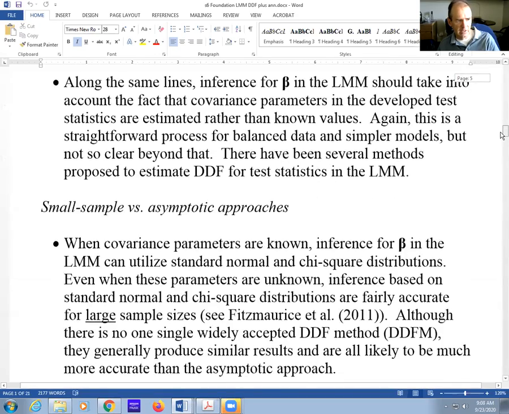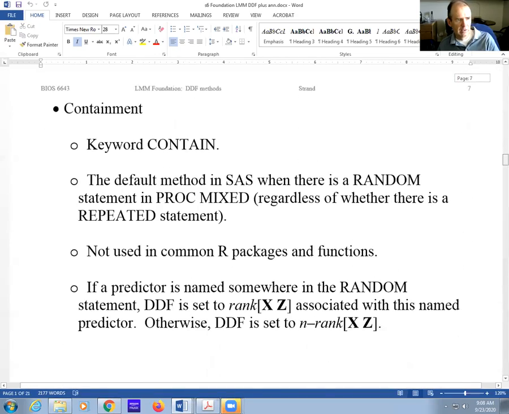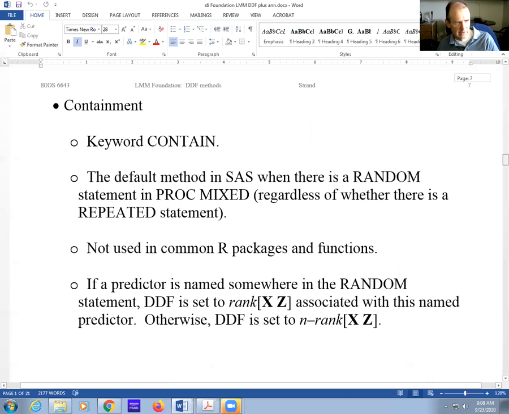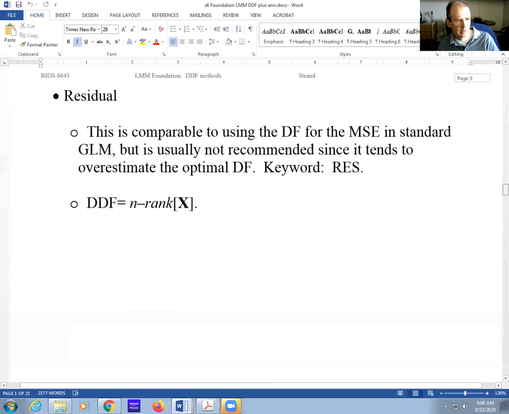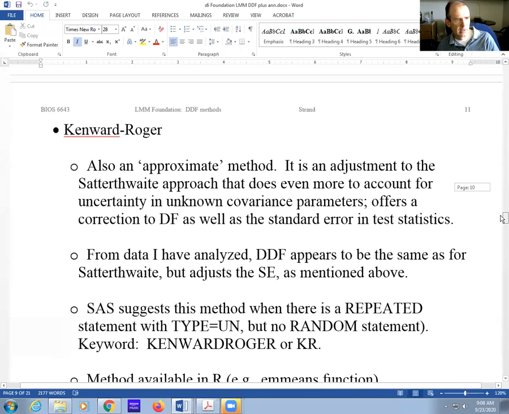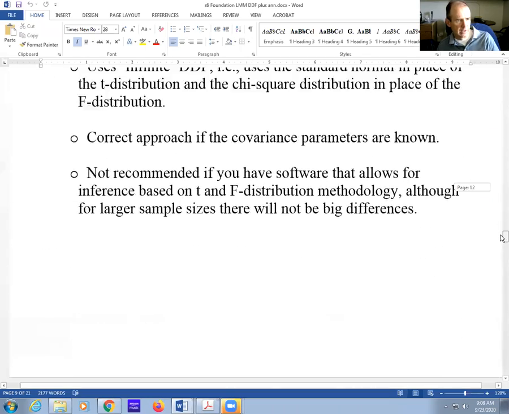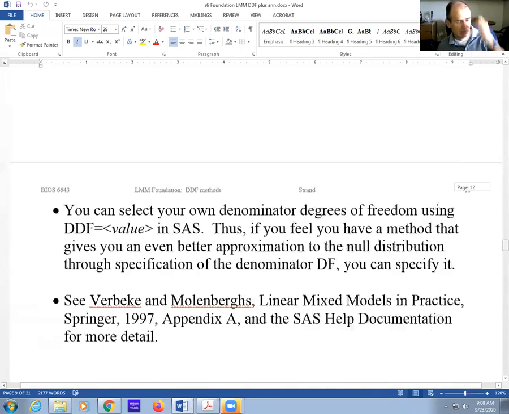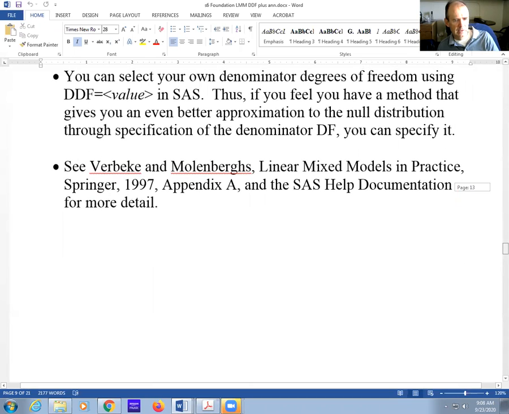I didn't spend a lot of time on those specific methods, but they're called containment, between, within, and residual. Residual is like ignoring the correlation in the data and treating it like independent data, so that's usually not going to be very good. Then Satterthwaite, Kenward-Roger, and asymptotic. Those are the 6 methods you can use. If you don't say anything in PROC MIXED or the equivalent in R, they'll pick a default method for you. So the question is, is it the best one to use or not?